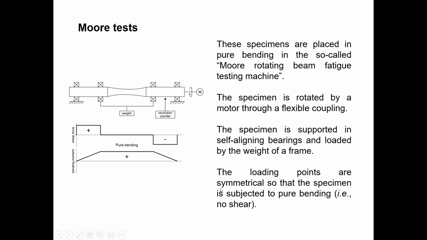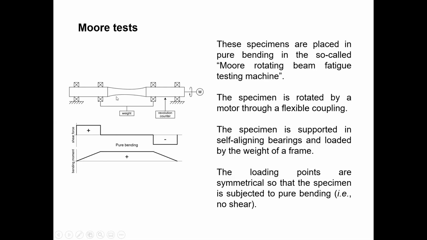Then this Moore test, I told you this is a fully reversed technique. You can see the specimen is clamped to the machine like this. Then apply the load like this, and it will rotate with the motor, and from here to here there is no bending moment. Shear forces are not present because there is a clamp. There is a bending moment, and here to here the shear force will be zero. You can see.